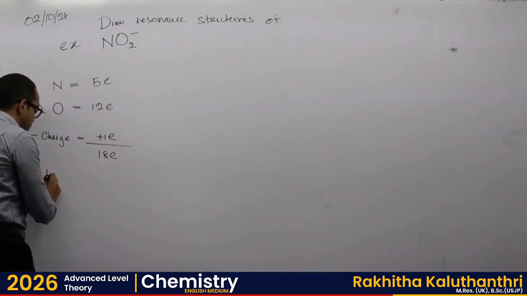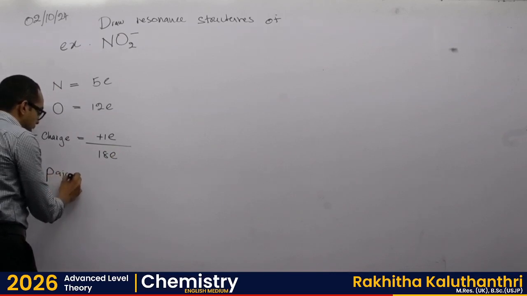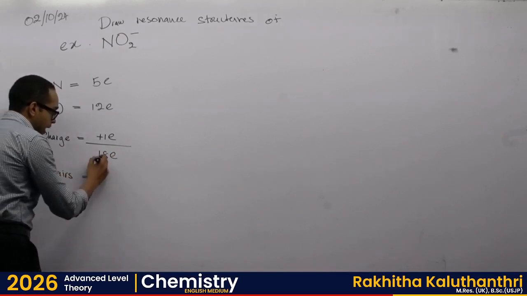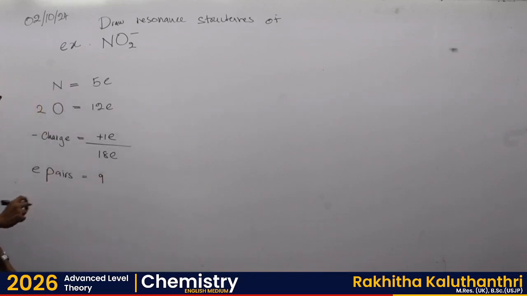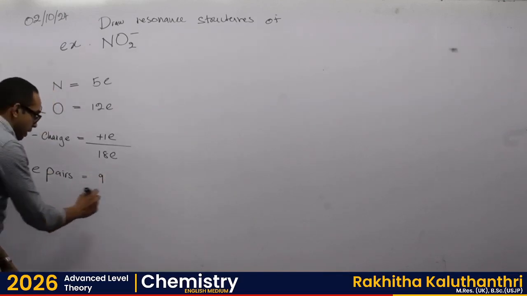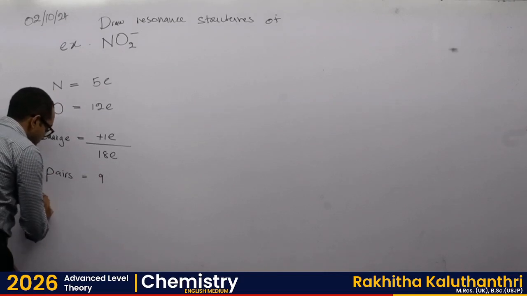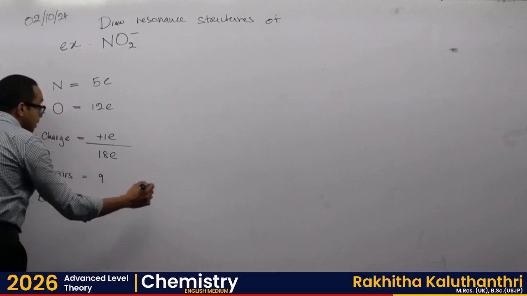And we can count electron pairs. Electron pairs number would be 18 divided by 2, 9. So therefore altogether 9 electron pairs are there. And then we can count how many bonds are going to be there. So we have to remove the number of bonds here.